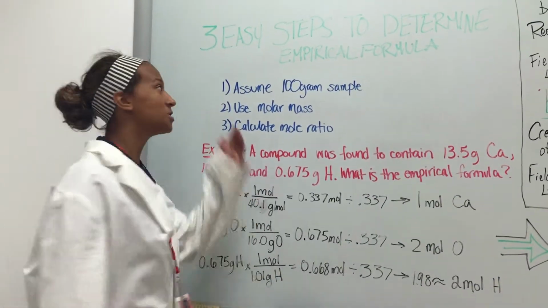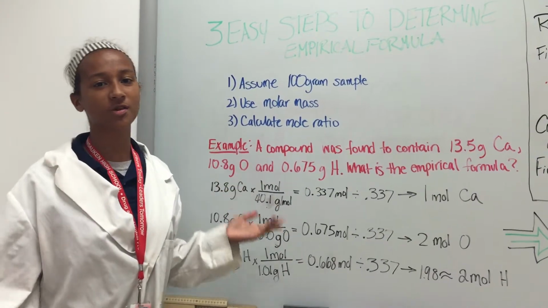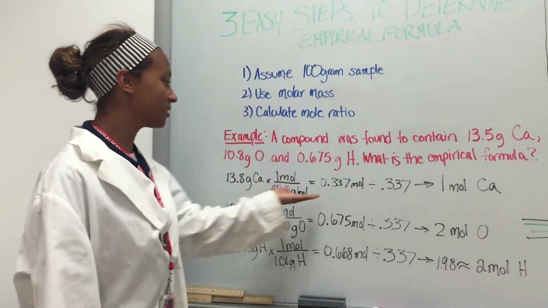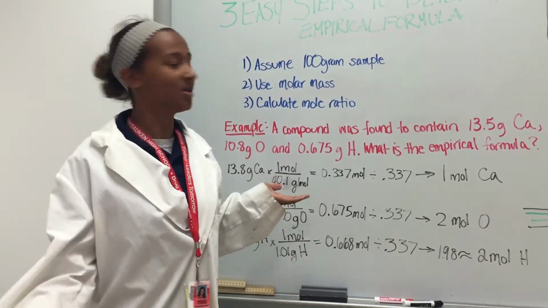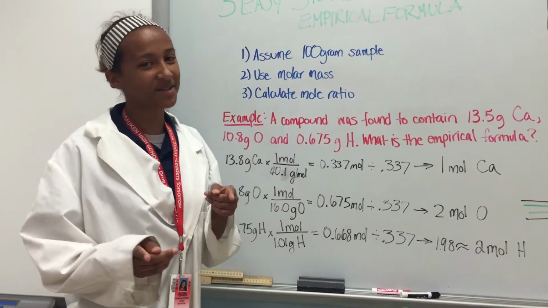Now we're going to talk about the 3 easy steps to determine the empirical formula. First step, assume a 100 gram sample. Second, use the molar mass to determine the moles present in the problem. Third, calculate the mole ratio. We'll talk about that later.